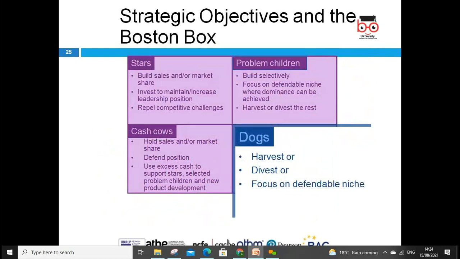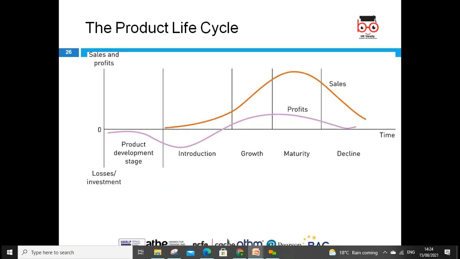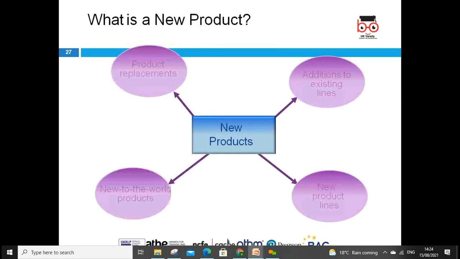Cash cows are of course big. You defend your position. You have excess cash. If it's a dog, harvest or divest, or focus to defend the niche market. Any question, anyone? Okay, then always when you do the branding, you look at the various products and the product life cycle, and you advertise your brand in the eyes of the customer, and in the different stages your brand will give you different sorts of profit.